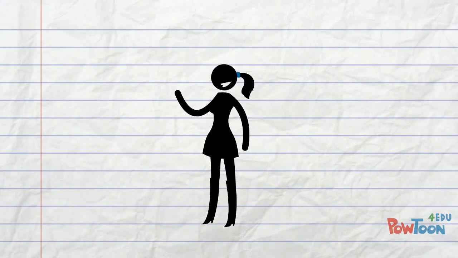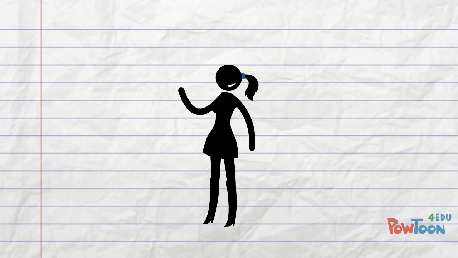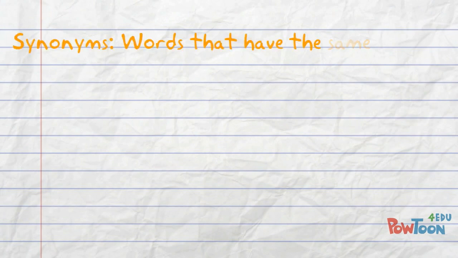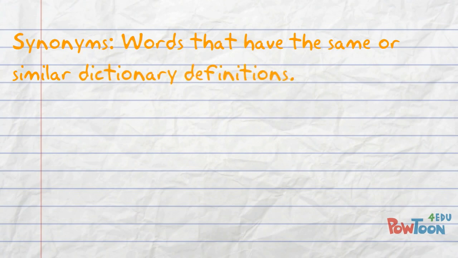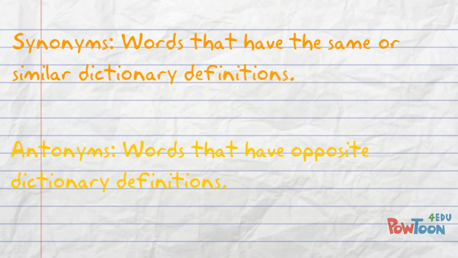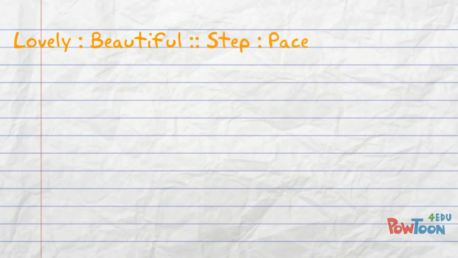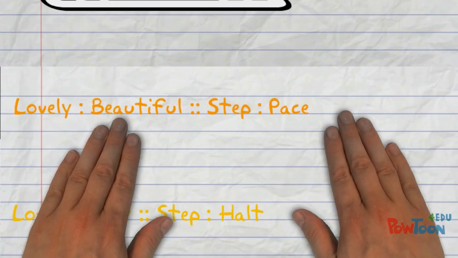Fantastic! Now you know what analogies are, what they do, and how to read them. So the next step is learning a couple different kinds of them. The first 2 types of analogy that we'll talk about are synonyms and antonyms. Synonym analogies show words that have the same or similar dictionary definitions, and antonym analogies have words that have opposite dictionary definitions. In these examples, we have a synonym analogy of lovely is to beautiful as step is to pace, and an antonym analogy of lovely is to ugly as step is to halt.